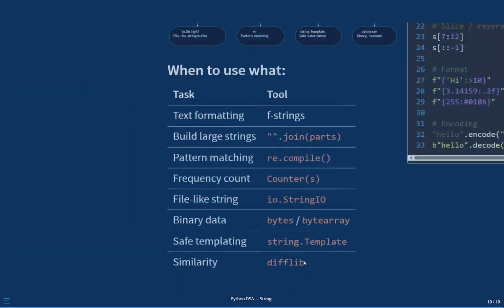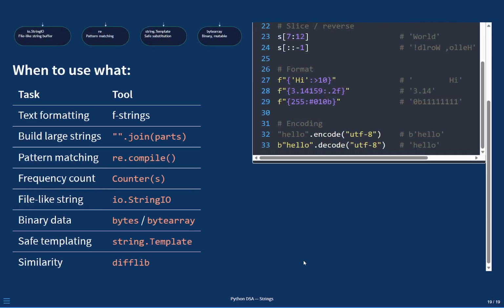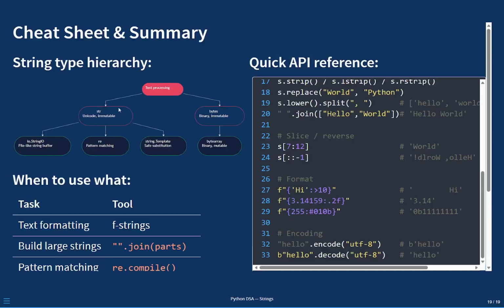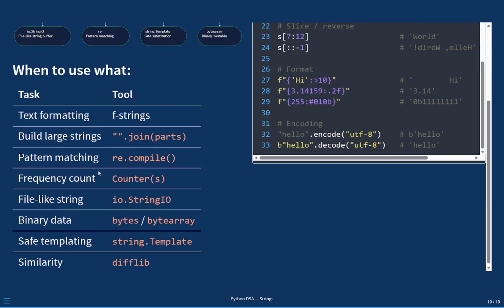Let's bring it all together. Click the type hierarchy diagram. Text processing splits into str for Unicode text and bytes for binary. Bytes upgrades to bytearray for mutability. str branches into io.StringIO for file-like buffering, re for pattern matching, and string.Template for safe substitution. Know which tool each branch is for.